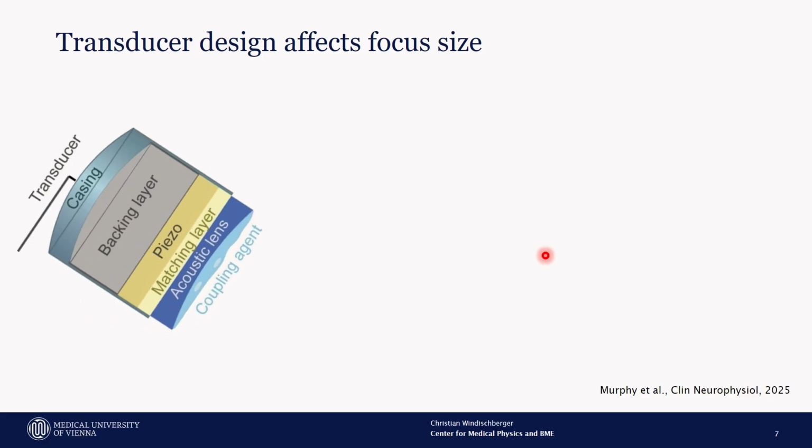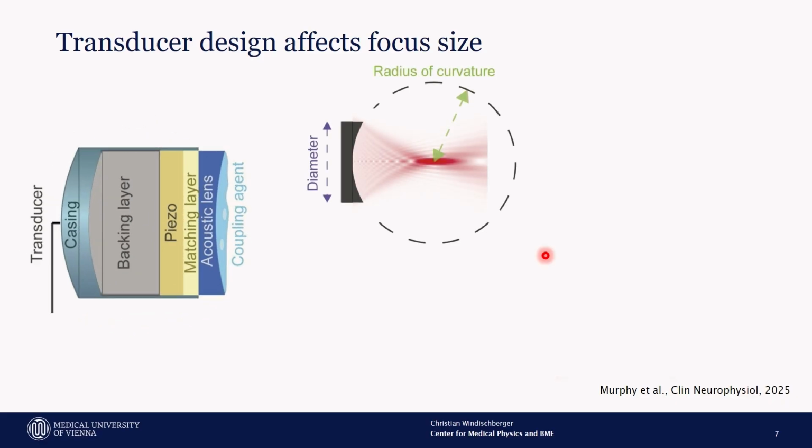Now let's have a closer look at these transducers and how the design of the transducer actually affects focus sizes. So this is our transducer. Again, this is the one thing that goes back and forth, or in this way, left and right. Now, there are two main parameters in transducer design: the diameter, the aperture of your transducer, and the curvature of your transducer. So these two parameters determine the focus size or the focus shape that you have.